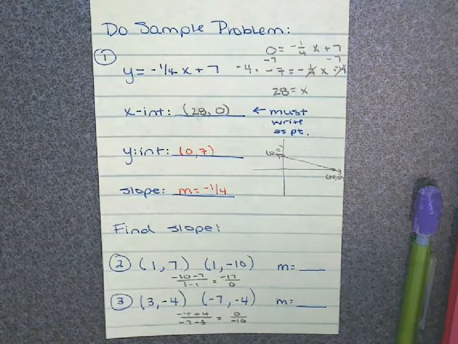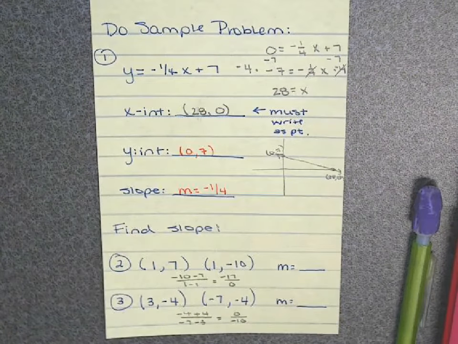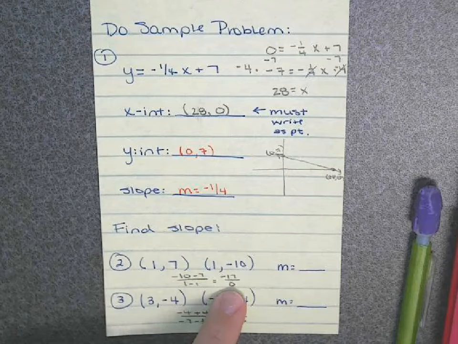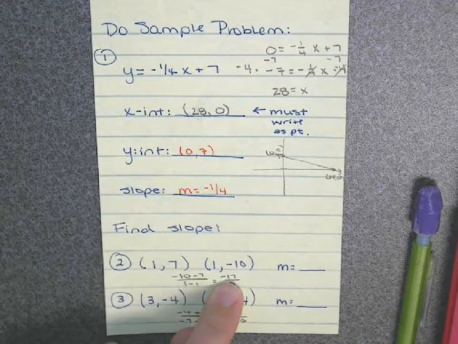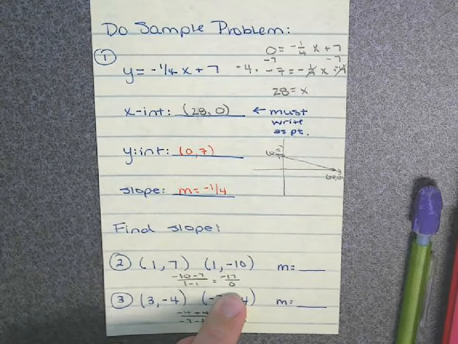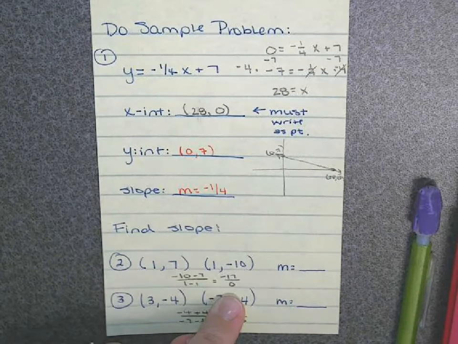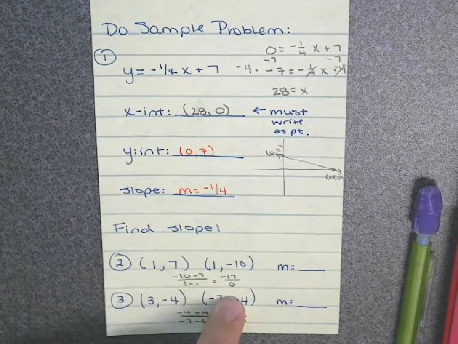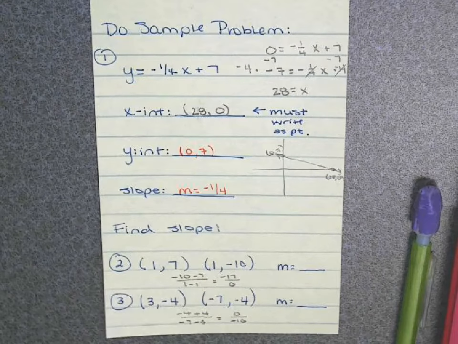So many of you got to this point where in number 2, you had negative 17 on top and 0 on the bottom. Or maybe you had 17 on top and 0 on the bottom. And either is going to get you the same answer. What is your answer? Everyone take out your calculator right now and type in negative 17 divided by 0. What is negative 17 divided by 0?